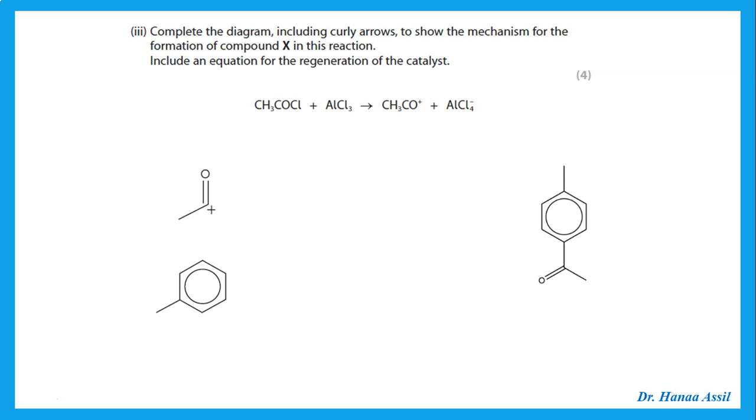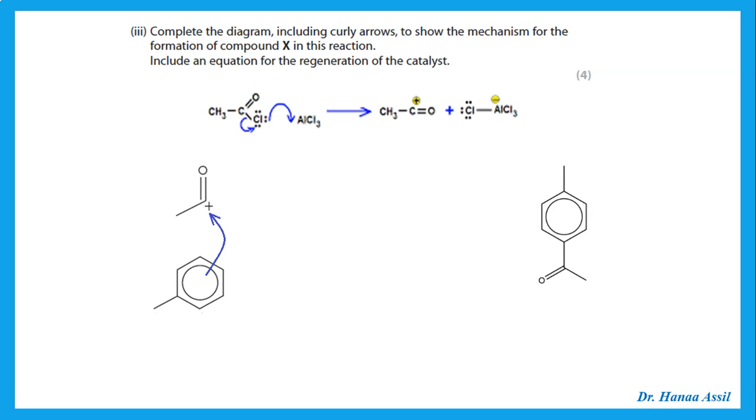And we said, if I want to write the mechanism to get this compound, this is what we start with. The aluminum chloride, we said, acts as an electron pair acceptor. It takes electrons from the chlorine, and this breaks the chlorine off from the original reagent to form an electrophile with a positive charge. Then we start the mechanism.